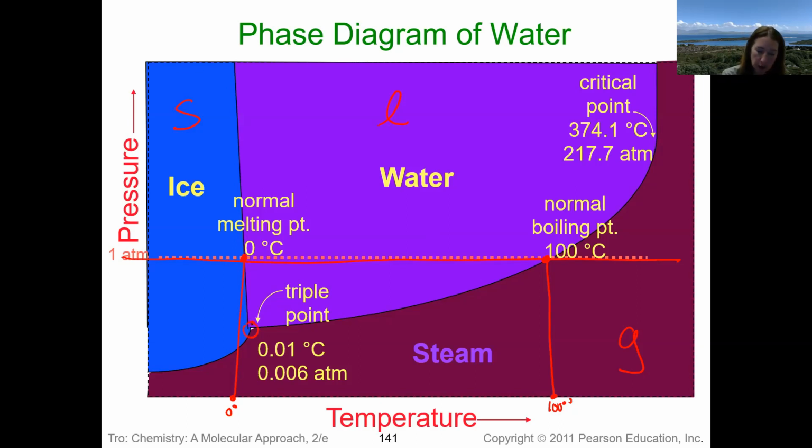The triple point of water would be this pressure, you'll see would be 0.006 atmospheres. And the temperature would be 0.01 degrees Celsius. And here's the critical point. You see how this is where it ends. And again, this would be 374.1 degrees Celsius. And this would be 217.7 atmospheres. So again, that's the point where liquid and gas kind of are interchangeable.